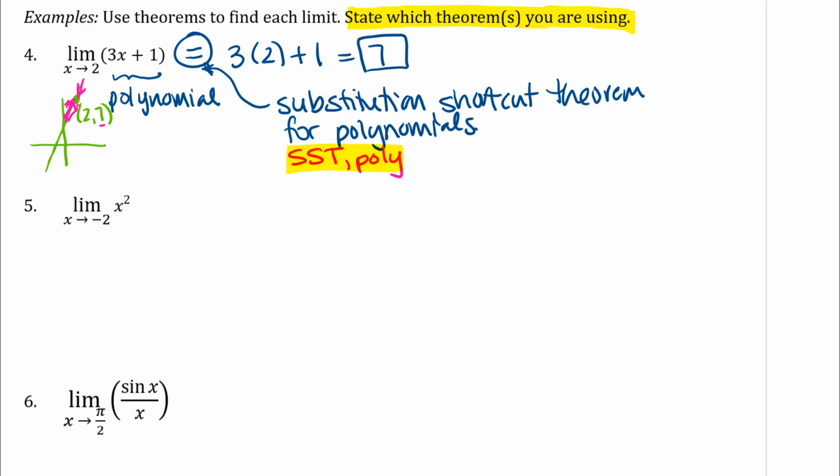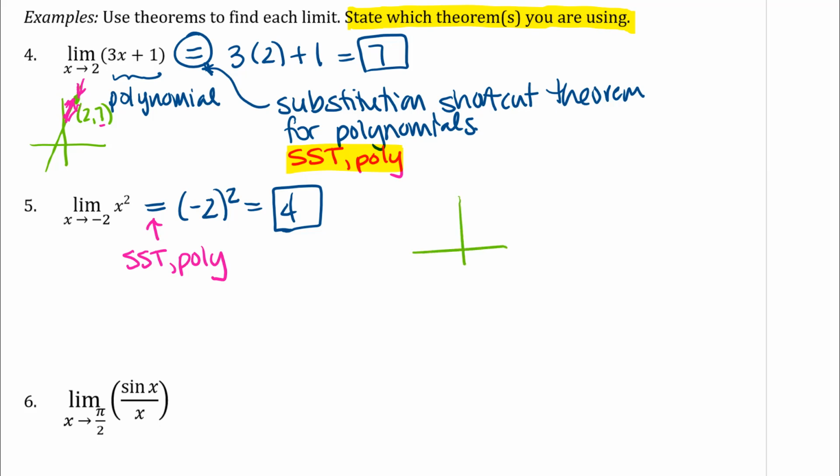So again, this is a polynomial. I'm going to write equals, and then I'm going to label what's allowing me to say equals, and that's a substitution shortcut theorem again for polynomials. I'm going to substitute -2 in for x. Be careful when you do that: you square the negative 2, and I get 4. So, substitution shortcut theorem for polynomials. Again, I could also use the identity function and combining functions with multiplication, but the substitution shortcut theorem for polynomials is probably a more direct way to say what you've used.